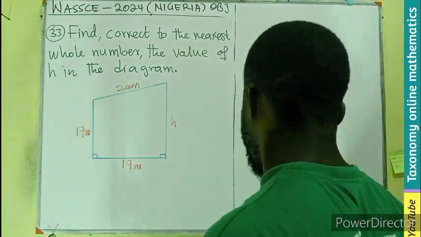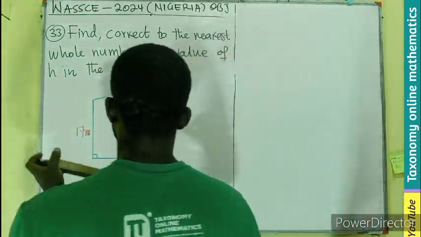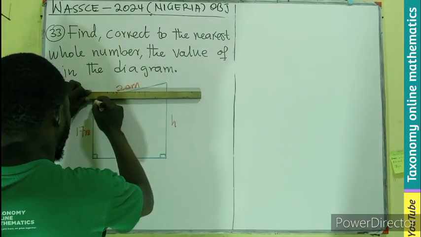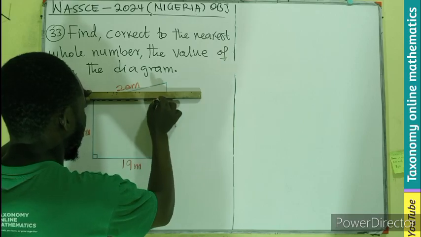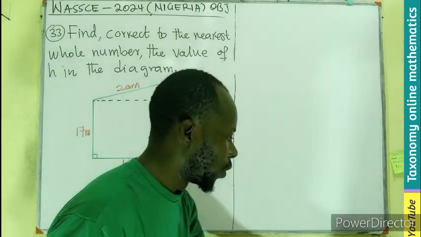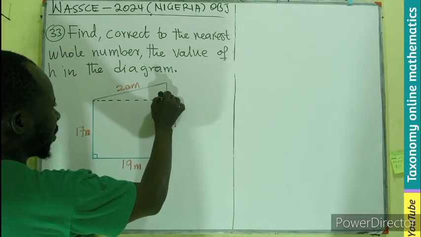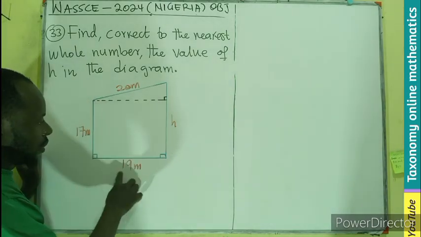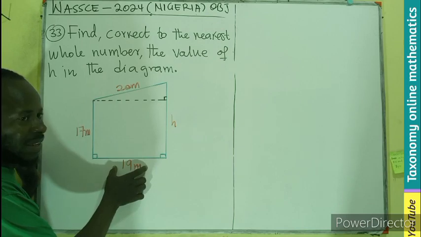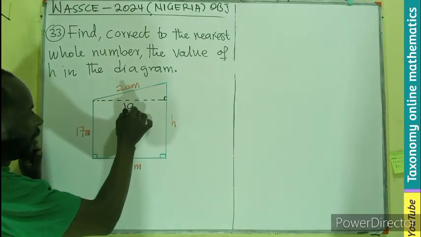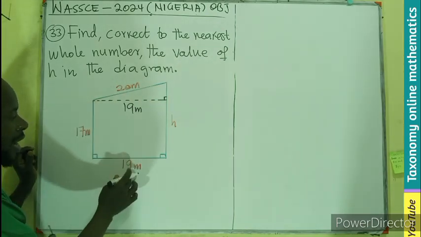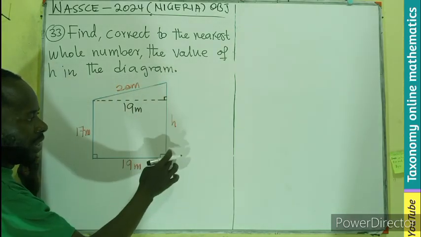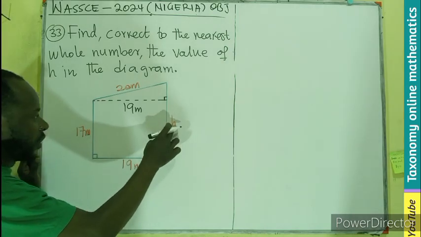So if I make another line which is parallel to the base, that line will also be perpendicular to this side. Since it is going to be parallel to this and perpendicular, this 19 will be the same as the top there. That will be the length and the breadth. Then all the way from here to here is the h.